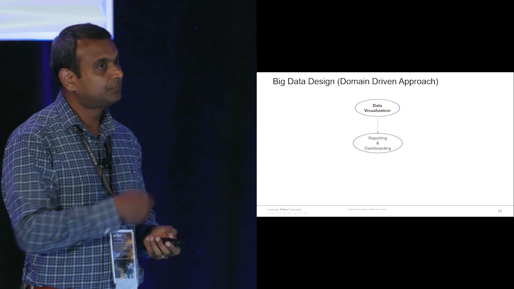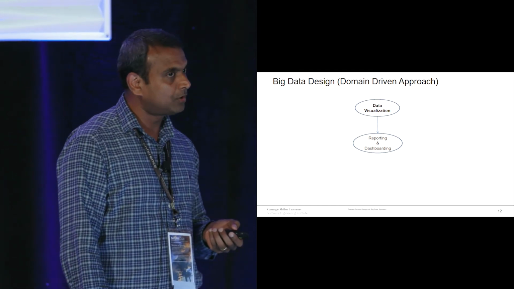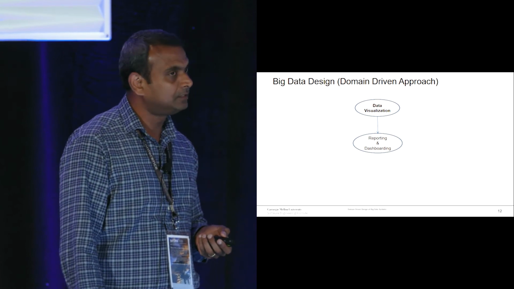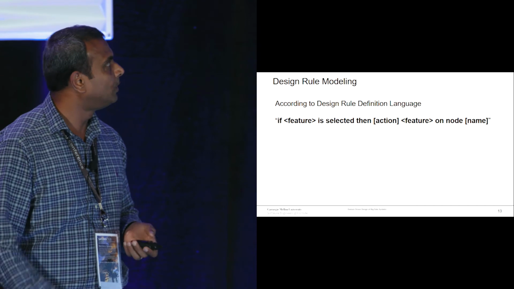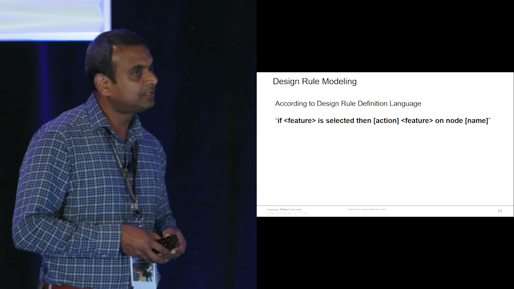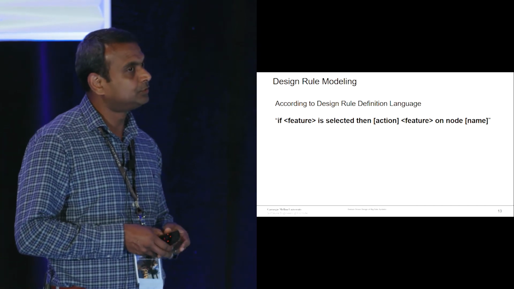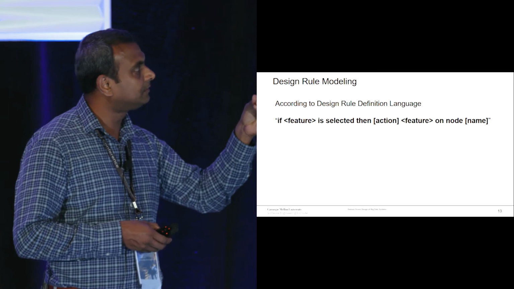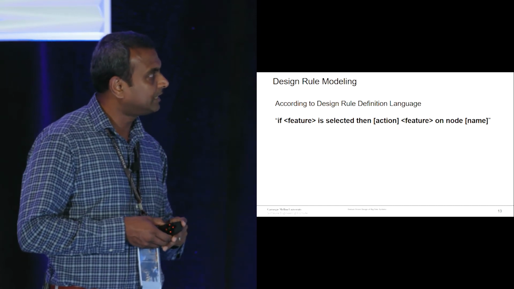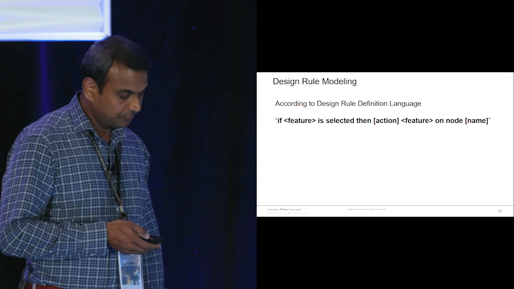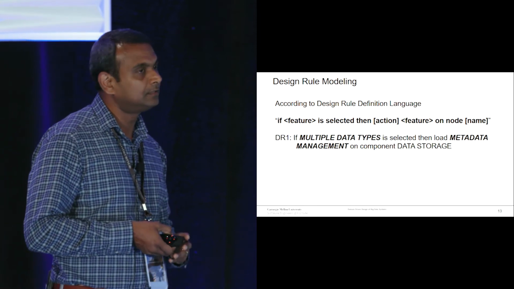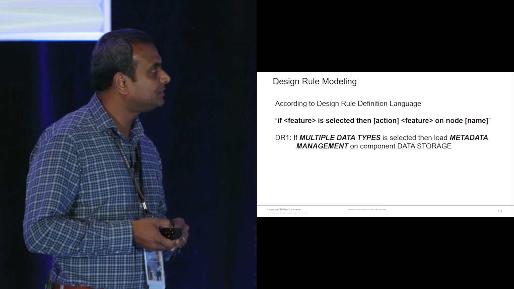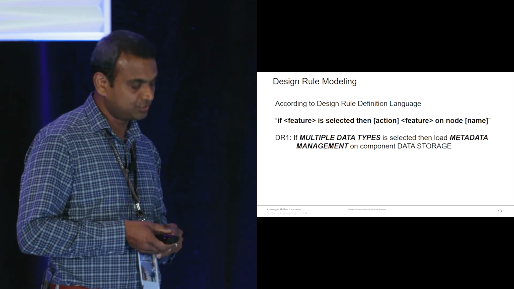So these are all the feature models for the different components of the reference architecture. Next, you apply the design rule according to the design rule definition language, using this formula: if a feature is selected, then take an action on that feature on that node. For example, if multiple data types is selected, then load the metadata management on component data storage.